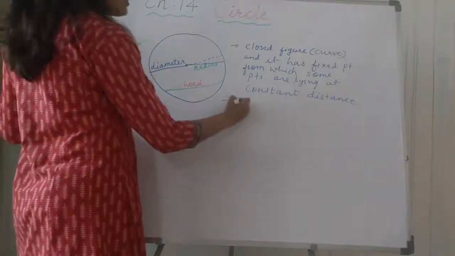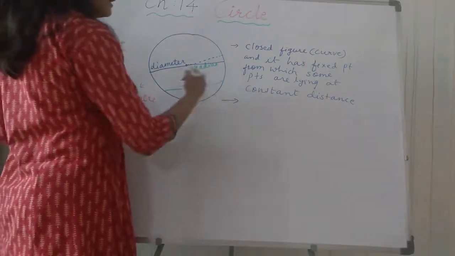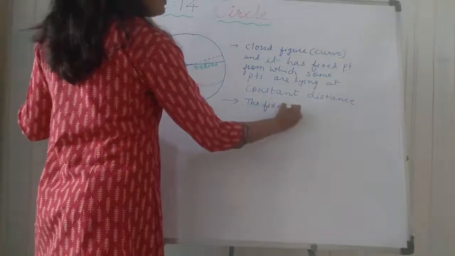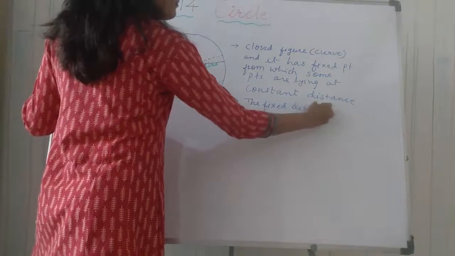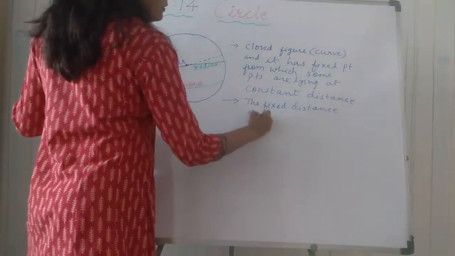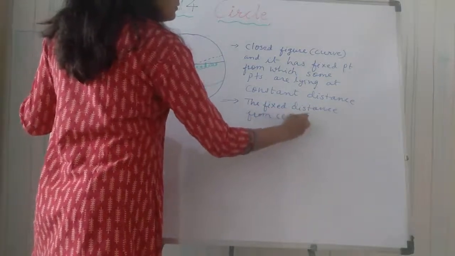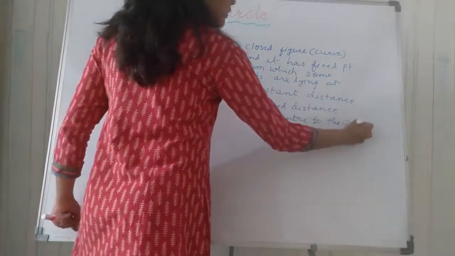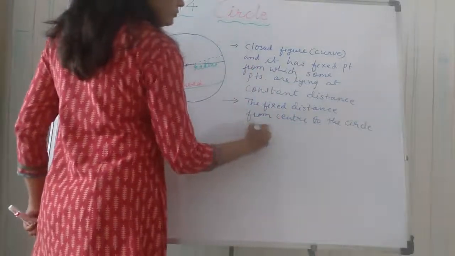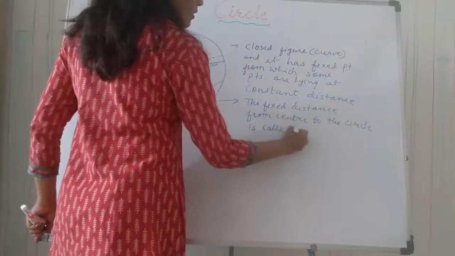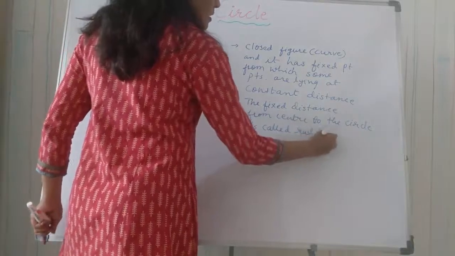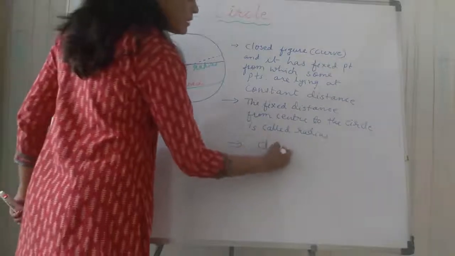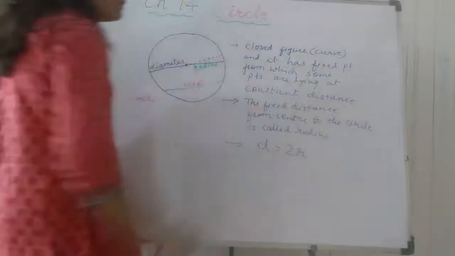The biggest chord is nothing but the diameter. So I am writing here, what is radius? The fixed distance from the center to the circle is called radius. What is the relation of radius and diameter? We all know the diameter is always double the radius.